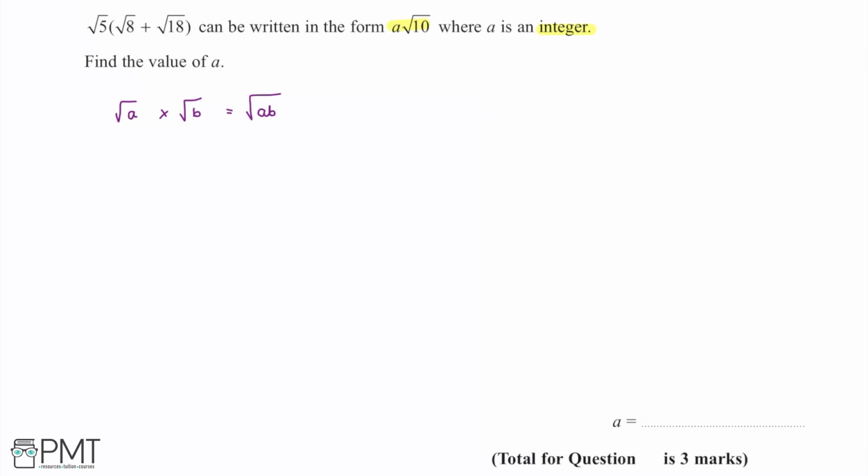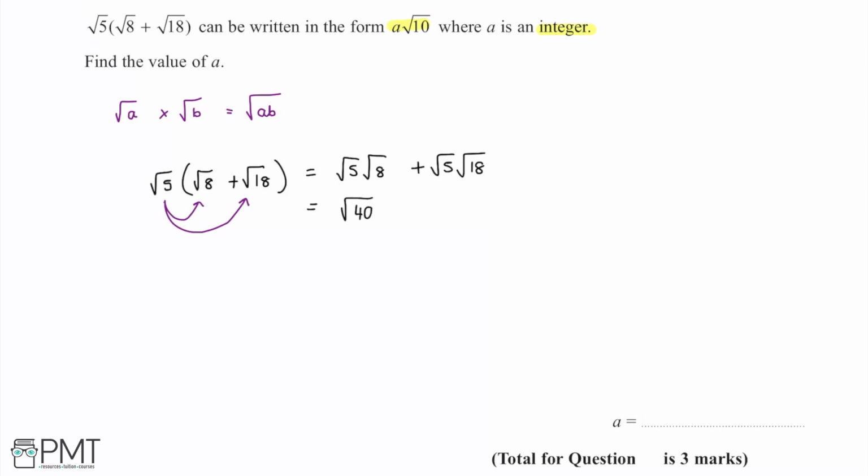So if I write out the expression that I'm going to be working with, root 5 lots of root 8 plus root 18, now in order to expand this bracket, I'm going to multiply root 5 by root 8, and then I'm going to add on root 5 multiplied by root 18. By this law of surds here, we can basically take the 5 and 8 and multiply them together to get 40, and then put that under the same square root sign. And similarly, for the 5 and 18, that gets us root 90.